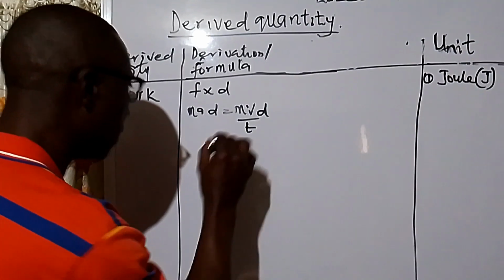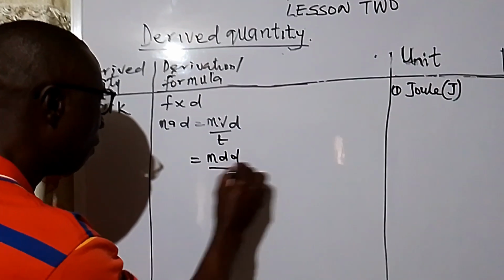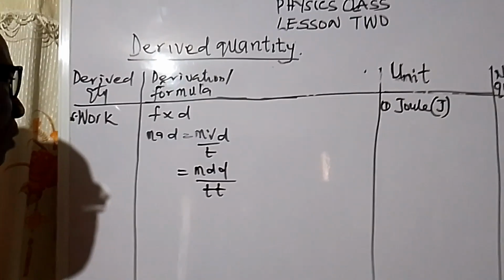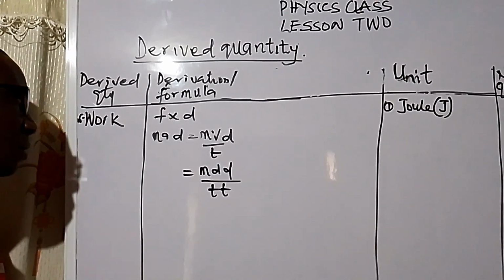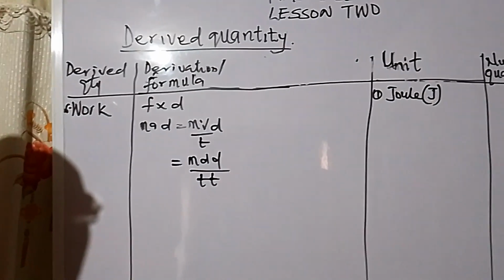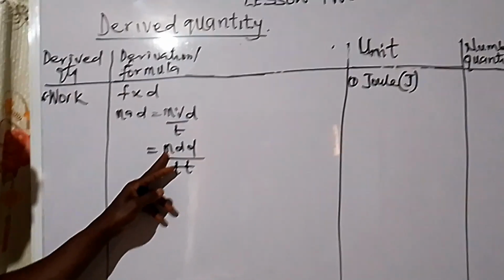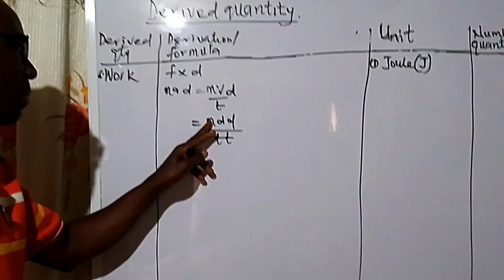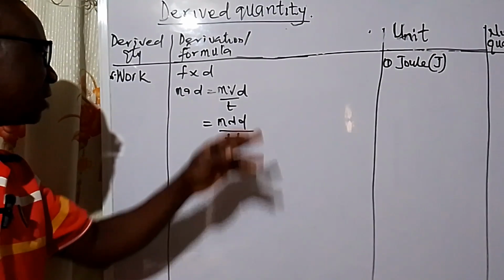Therefore, velocity also is a derived quantity. We can now reduce it: m d d over t t, because velocity is also displacement over time taken. Now, from what I have written, as I explained in the last lesson, all these quantities from this point are fundamental. Mass is fundamental, displacement is fundamental, distance is fundamental, and t is fundamental.